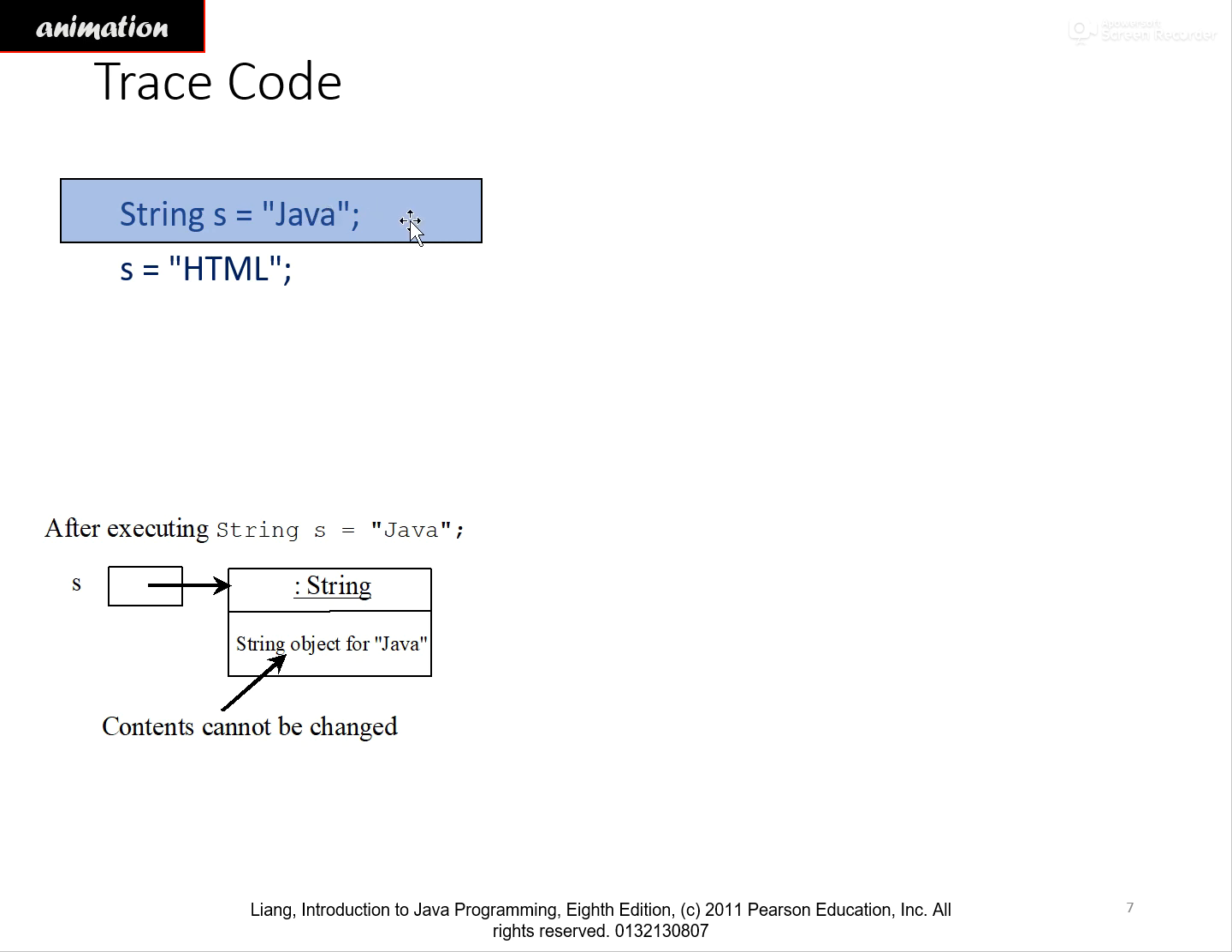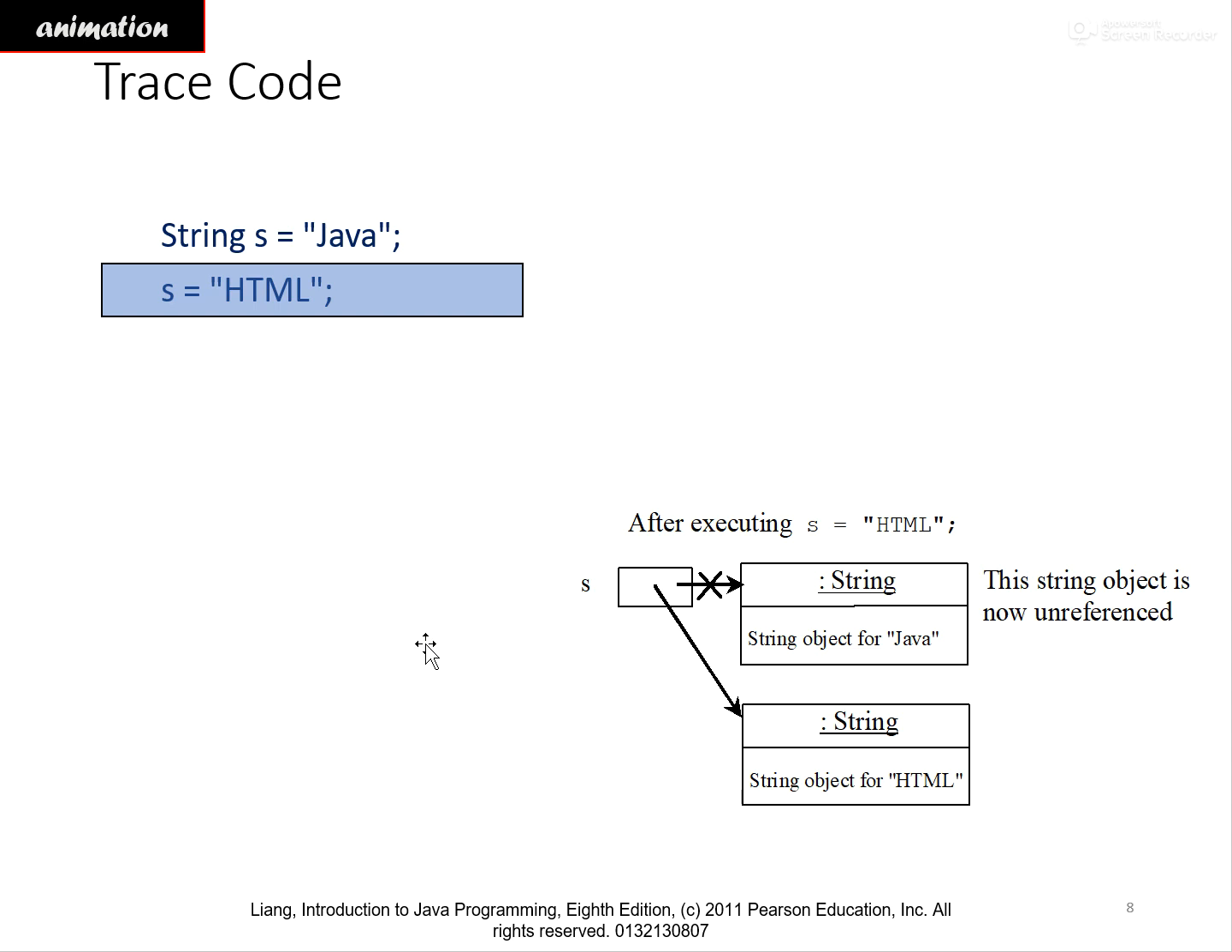The first line does exactly what we think it does. It creates a new string object and initializes it with the text Java over here. But when the second line executes, the existing string object is not modified. Instead, S is just a reference to a string object. A new string object is created called HTML, and S starts pointing to that new string object.